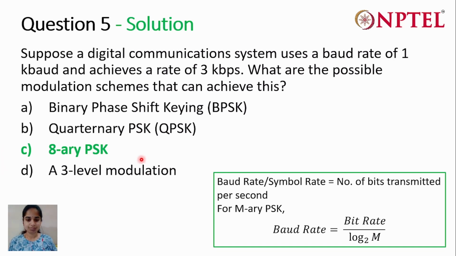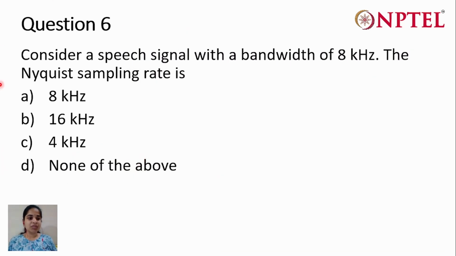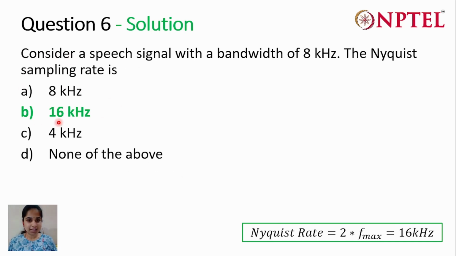The next question. Consider a speech signal with a bandwidth of 8 kHz. The Nyquist sampling rate is dash. So the options are 8 kHz, 16 kHz, 4 kHz, none of the above. So the answer is 16 kHz. Basically, Nyquist rate is twice the maximum frequency of the signal. So the bandwidth is 8 kHz, hence the maximum frequency is 8 kHz. So it's 2 times 8 kHz, which is 16 kHz.